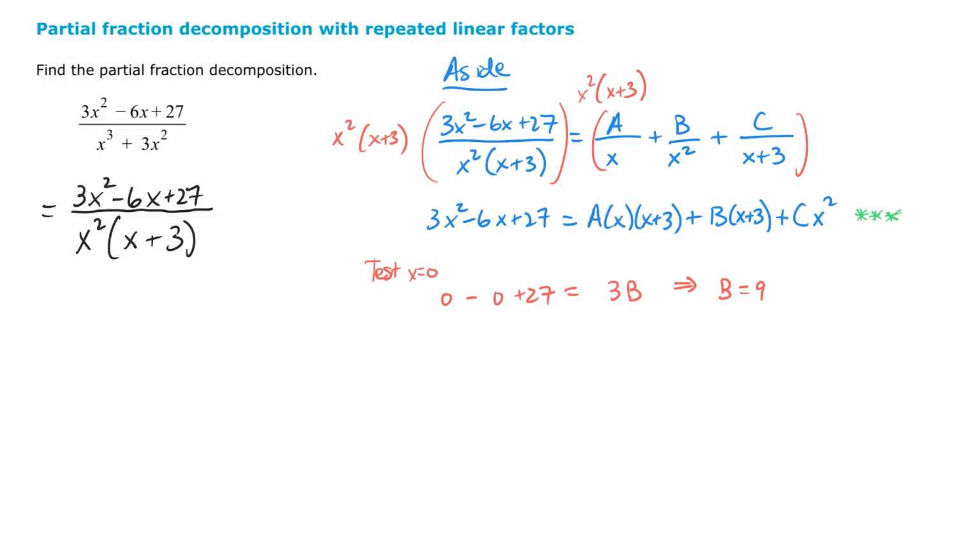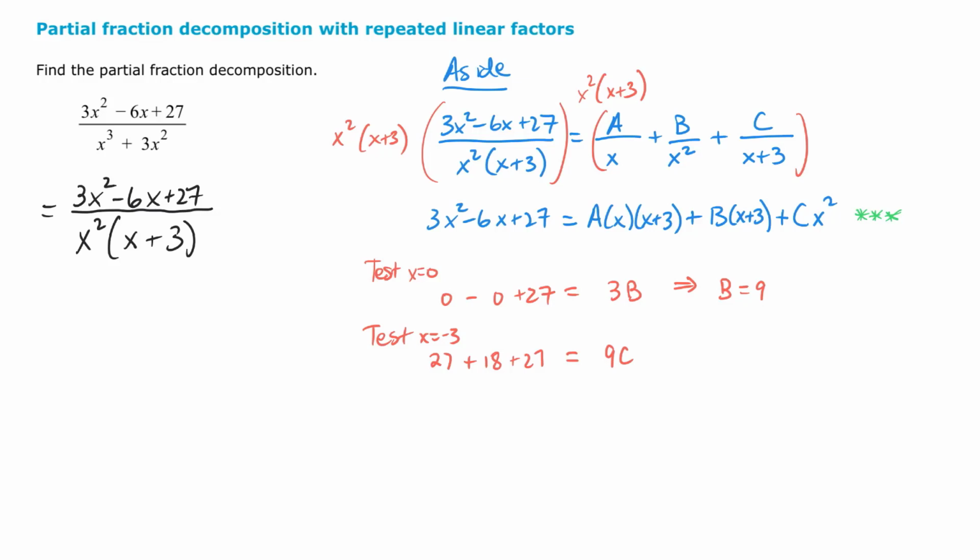Let's try another test. Why don't we test x equals negative 3 in the triple star? If you test x to equal negative 3 in the triple star, well, let's see what we get. We get 27 plus 18, and then plus another 27 is now equal to what? 9c. Whoa. The left-hand side is definitely divisible by 9.